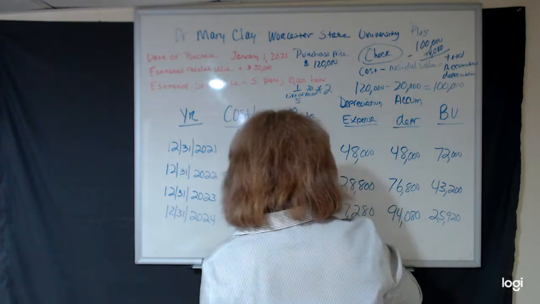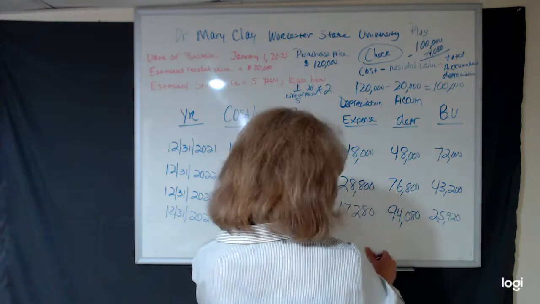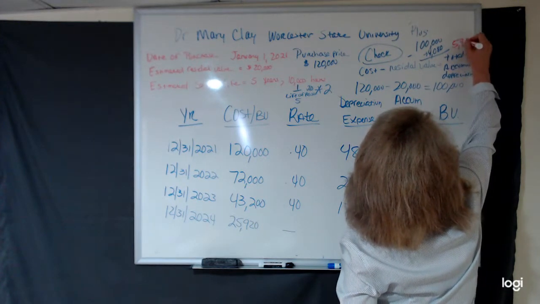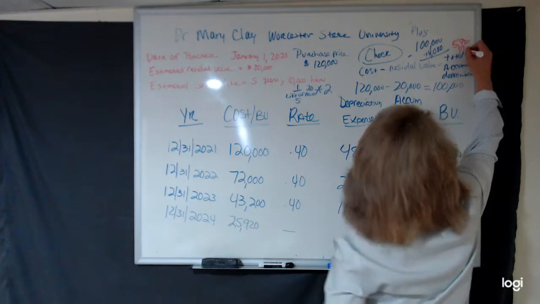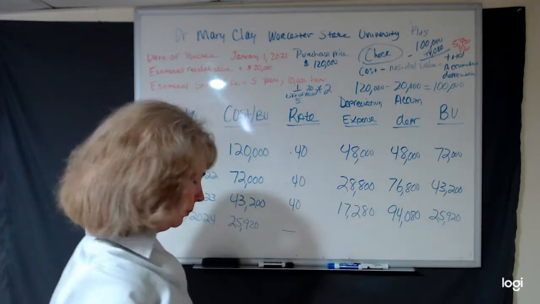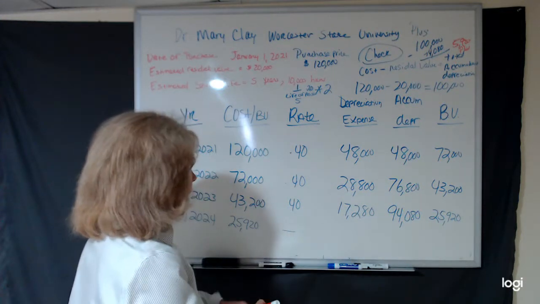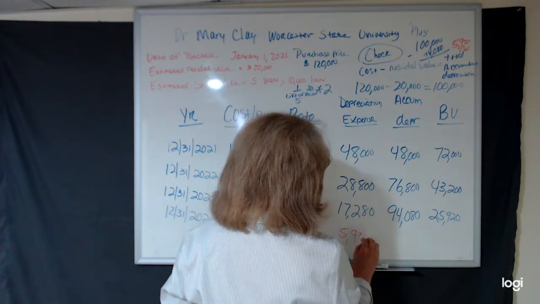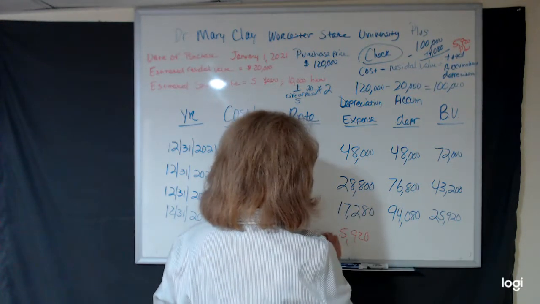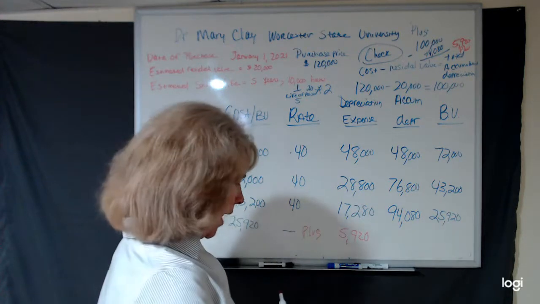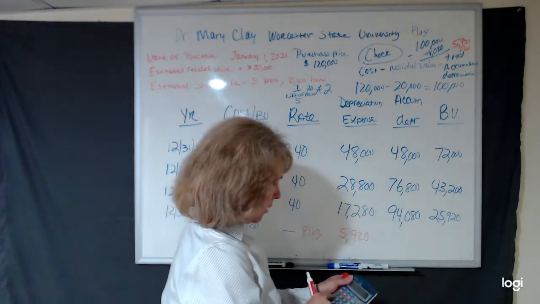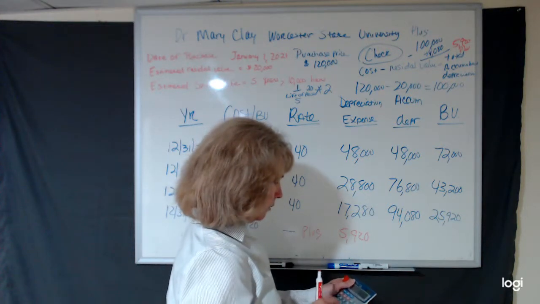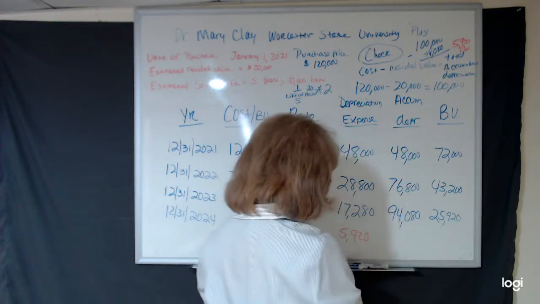5,920. I'm going to write that in red. That gives me 5,920. What is that? That's my plug. Okay, that's my plug. All right, so now I'm going to put it in red. 5,920 plug. And when I do that, I take 94,080 plus 5,920. That gives me 100,000.